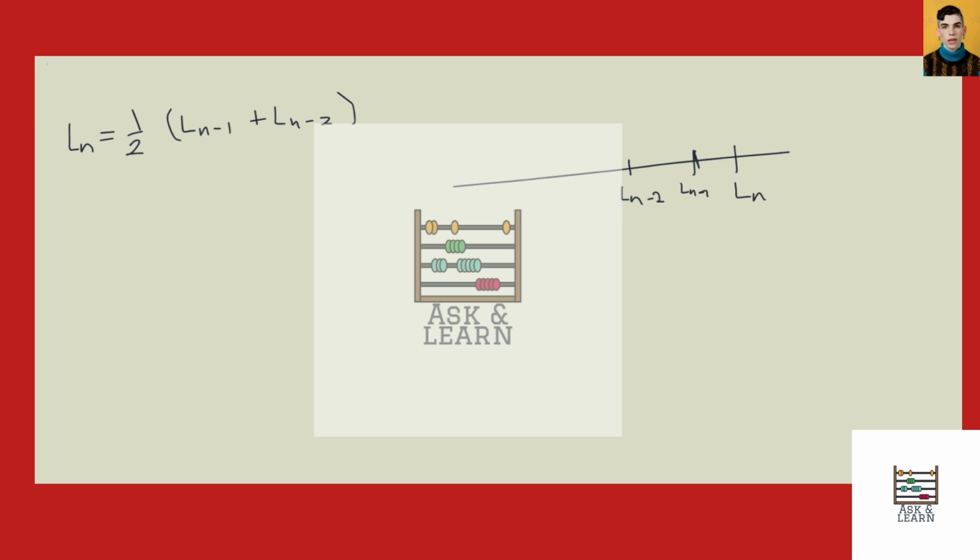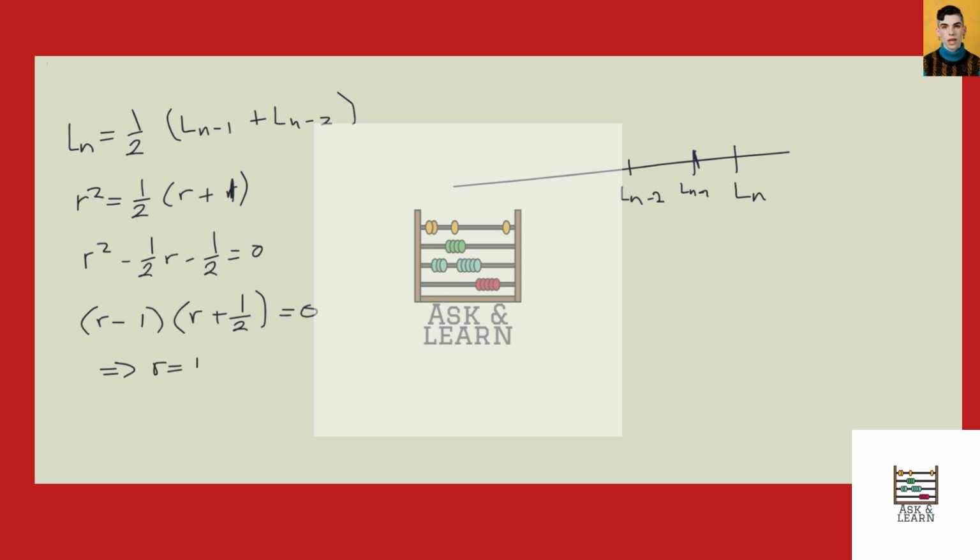Okay, so then the characteristic equation is r squared equals a half of r plus a half. So r squared minus a half of r minus a half is equal to 0. Then factorizing this, you get r minus 1 times r plus a half equals 0. So then r is equal to 1, or r is equal to minus 1 over 2.